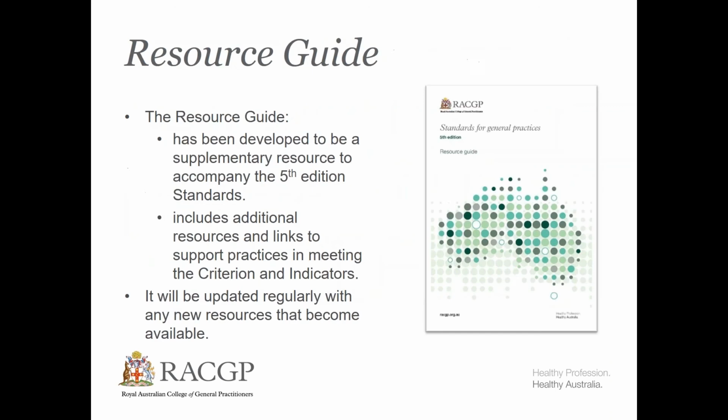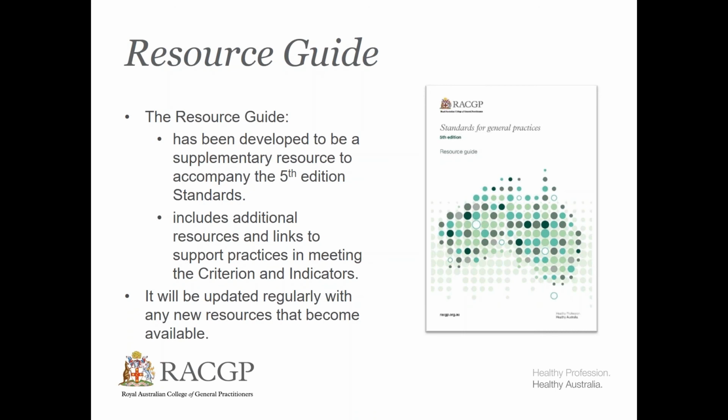And then, of course, we've got the resource guide, as mentioned earlier. And the resource guide has been developed as a supplementary resource to accompany the 5th edition standards. It includes additional resources and links to support practices in meeting the criterion and indicators, and it will be updated regularly with any new resources that become available. The resource guide is there in the handouts. So it's been sent through the chat to download that. So you can download it directly from the college website.